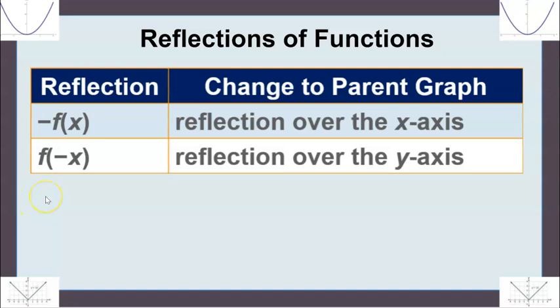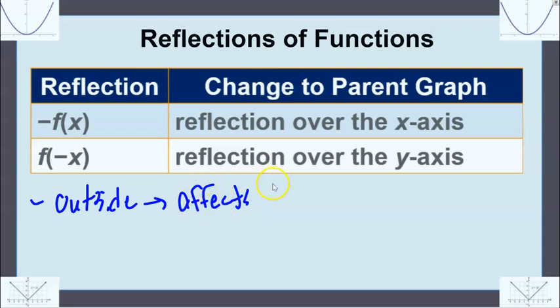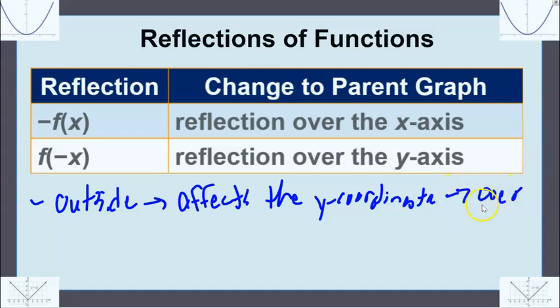So when the negative is on the outside, it affects the y coordinate. Which means it's going over the x-axis.